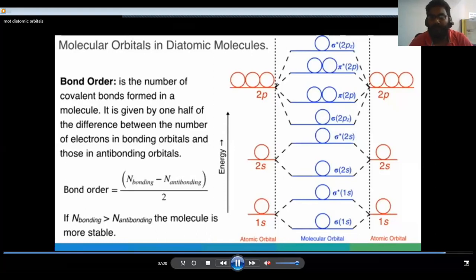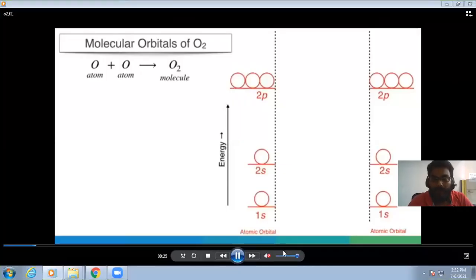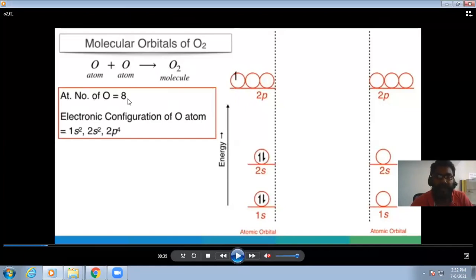Okay, let us discuss some examples also. Example: two oxygen atoms combine to form the molecule O2. The atomic number is 8. The electronic configuration of the O atom is 1s2 2s2 2p4. Now the electrons are splitting here. One oxygen atom on this side, one oxygen atom on this side. How many electrons in an oxygen atom? 8. 8 plus 8, 16 electrons in the molecular orbitals.